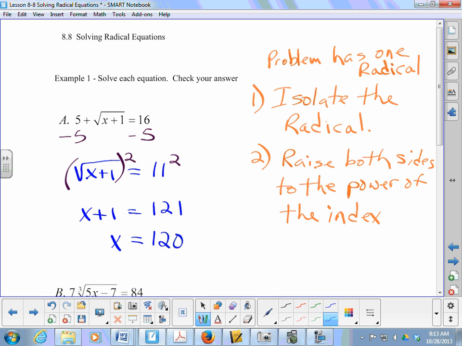And make sure you check your answer. All right, let's see. If I put 120 in here, we get the square root of 121, which is 11, and 5 plus 11 is 16. All right, checked it. Mentally did it. It works. But you need to remember to check it, because we're going to run into situations where if you don't, you're in trouble.